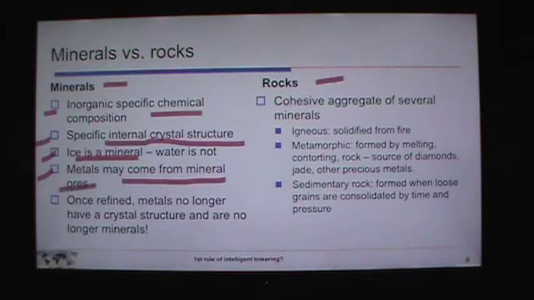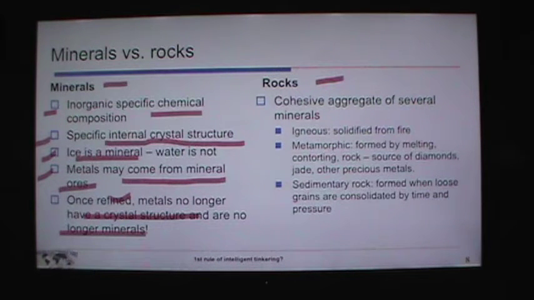You can get metal, but metals tend to be conglomerations. Stainless steel is a metal, but it's only been after it's been refined and stuff's been added to it. Once refined, metals no longer have a crystal structure and are no longer considered minerals.